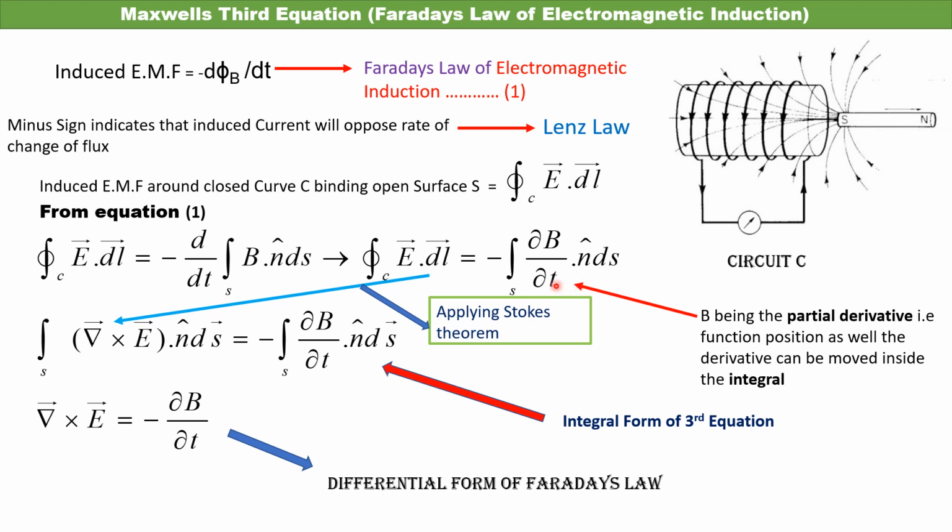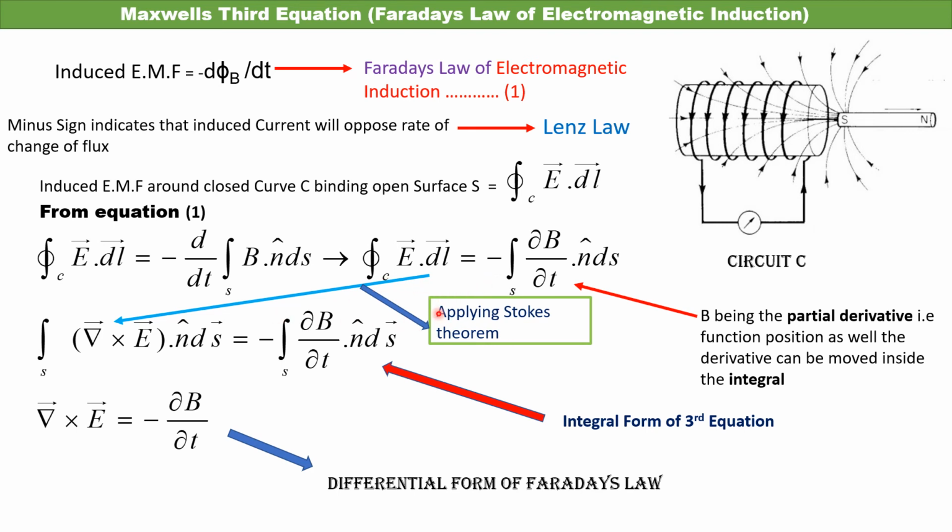From that we can write E dot dl is equal to, we can move that B within the integral as a partial derivative. As it is a partial derivative, it is not only a function of time, it is a function of position as well. So we can move the derivative of B within the integral. Now you can see this is a line integral and this is a surface integral. So for equating the right hand side and left hand side, we have to change this line integral to a surface integral.